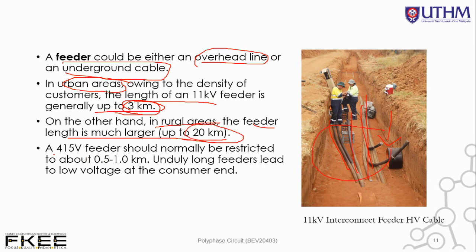Then the 415 feeder should normally be restricted to about 0.5 to 1 kilometer. Unduly long feeders lead to low voltage at the consumer end, due to losses in terms of heat, harmonics, etc. So it is advisable to have the 415 feeder at this short distance.